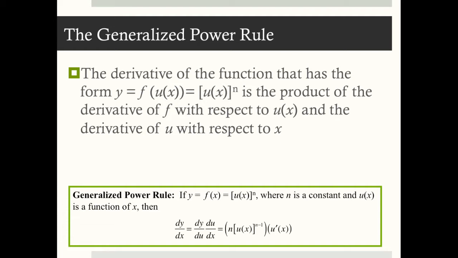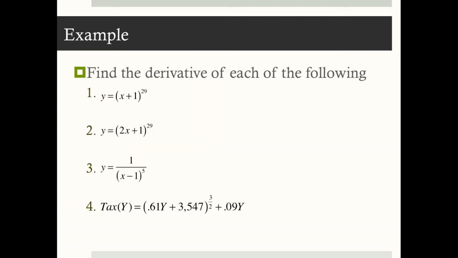So the generalized power rule is the following. The derivative of the function that has the form y equals u of x to the n is the product of the derivative of f with respect to u of x and the derivative of u with respect to x. We'll go through examples. Let's find the derivative of each of the following.